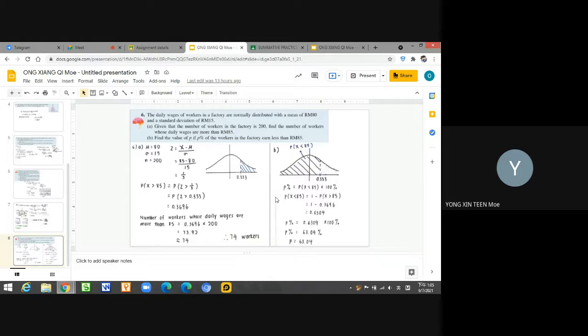So 1 minus 0.3696 is 0.6304. As we mentioned earlier, P% is the probability of X smaller than 85 in percentage. So we multiply 0.6304 with 100% to get the value of P%, which is 63.04%. And we get the value of P is equal to 63.04. That's all. Thank you.